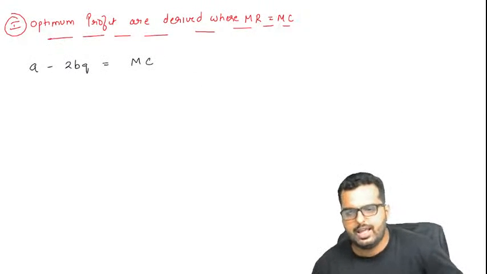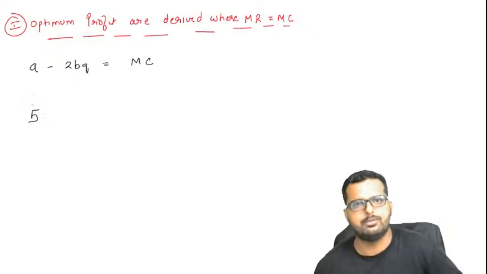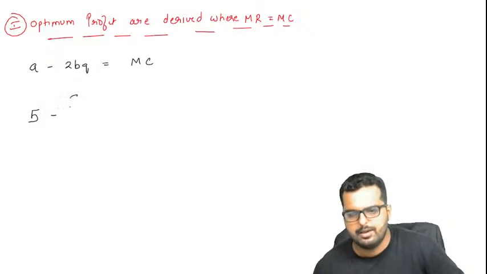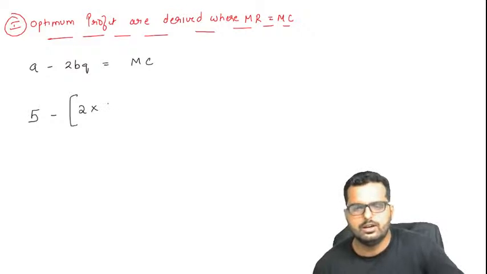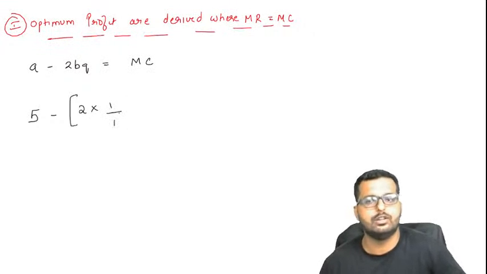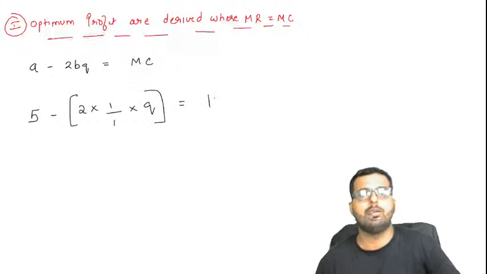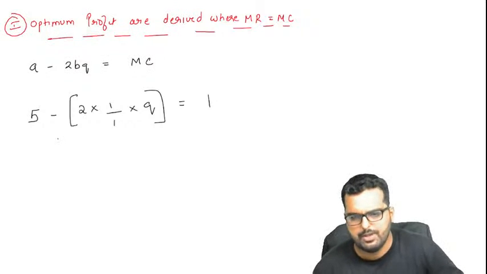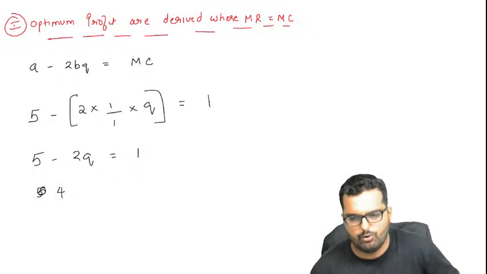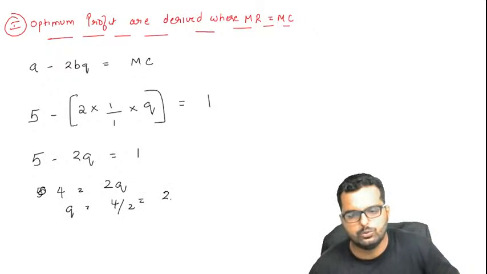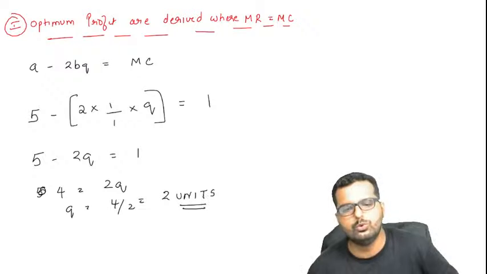Am I right? A is the price when the selling demand is 0, that is 5, minus 2. Here change in price divided by change in quantity is 1 by 1, into the quantity, which is what we need to find out, should be equal to marginal cost. In my question, what is the variable cost? 1. So if I do a backward working, it will be 5 minus 2Q is equal to 1. So 5 minus 1, that is 4, is equal to 2Q. Q will be equal to what? 4 divided by 2. I get the answer as 2 units.